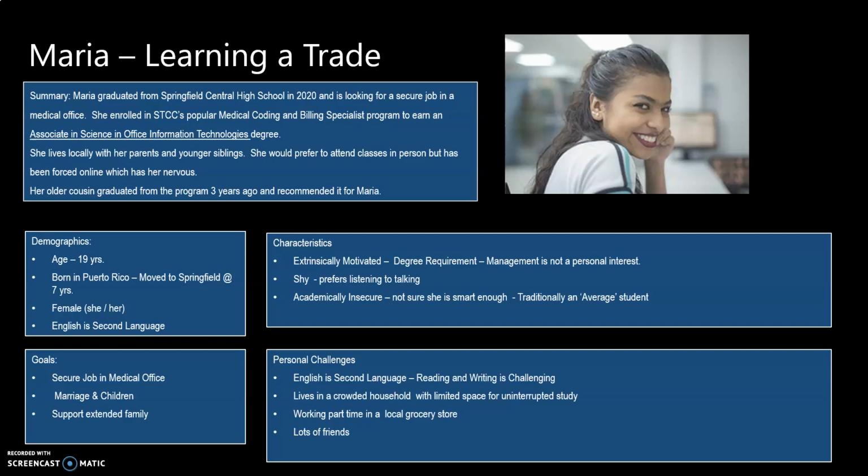Personal challenges: because English is a second language, her reading and writing is challenging. She lives in a crowded household and has limited space for uninterrupted study. And she works part time in a local grocery store. She has lots of friends. Maria is a typical student for me.